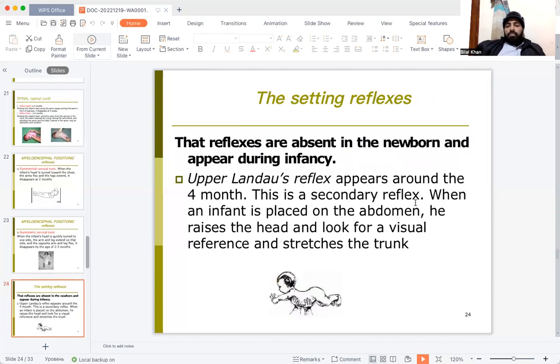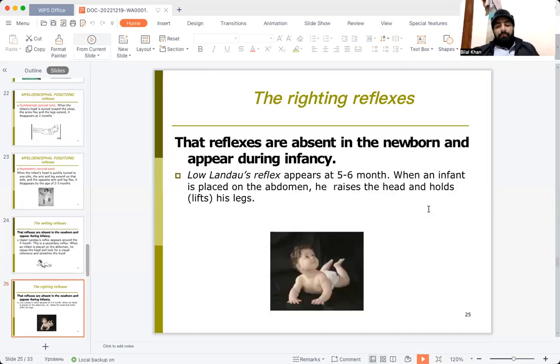The reflexes are absent in the newborn and appear during infancy. Upper Landau reflex and lower Landau reflex appear around four months. The upper reflex: when an infant is placed on the abdomen, he raises the head, looks for visual references, and stretches the trunk.